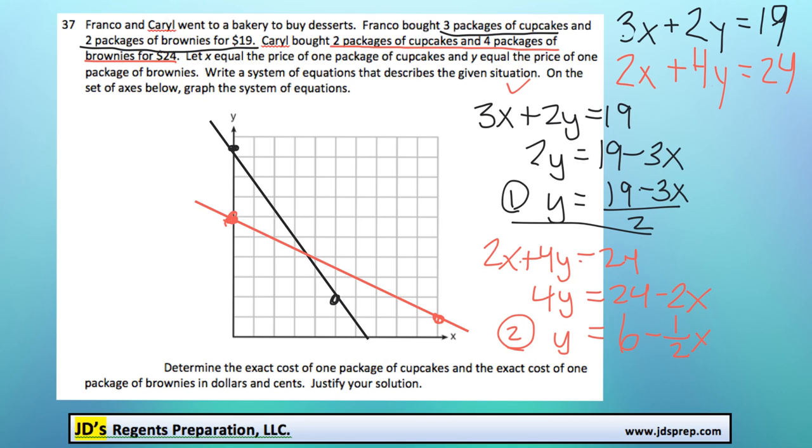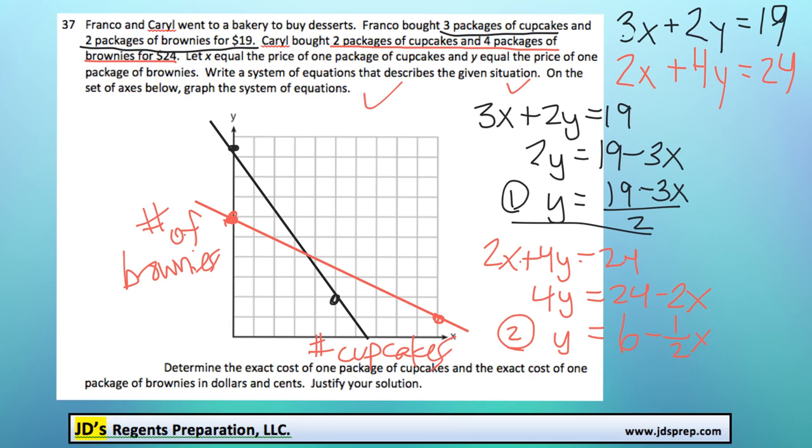It might be useful as well, since we're graphing this, to label our x and y axes. X is the number of cupcakes, and our y value is the number of brownies. Okay, so now we've got step 2 complete.